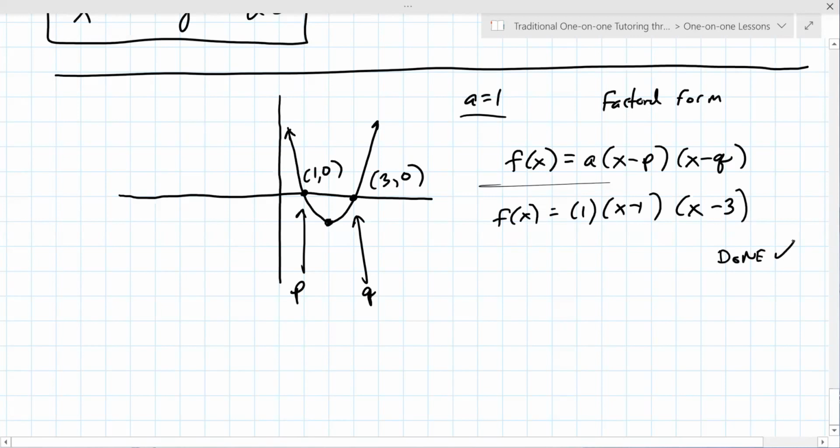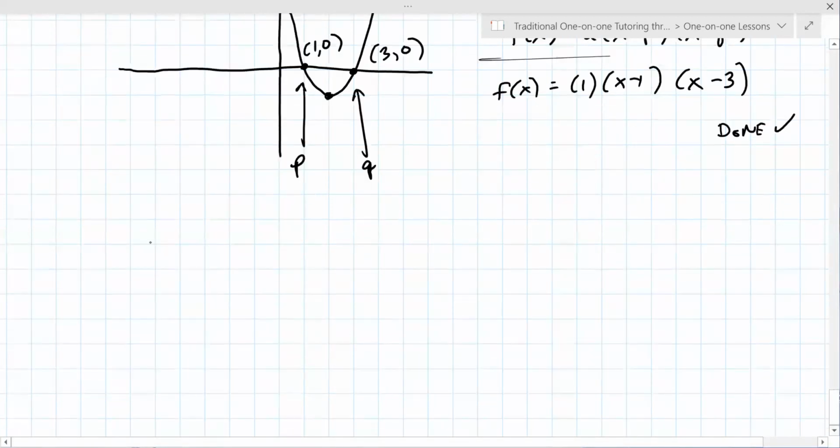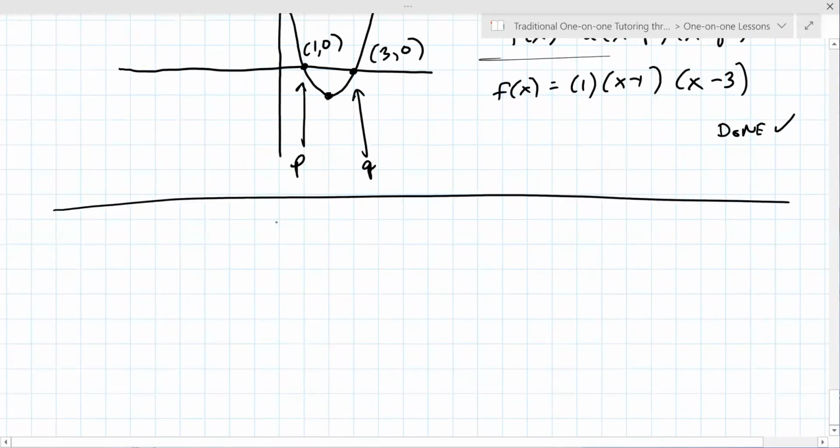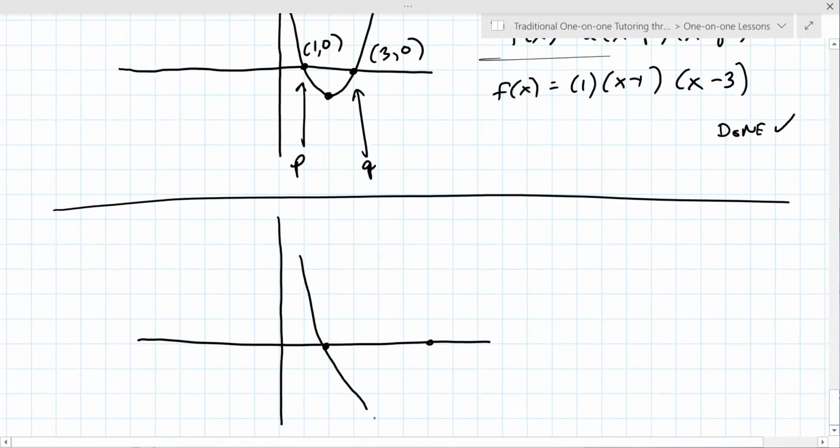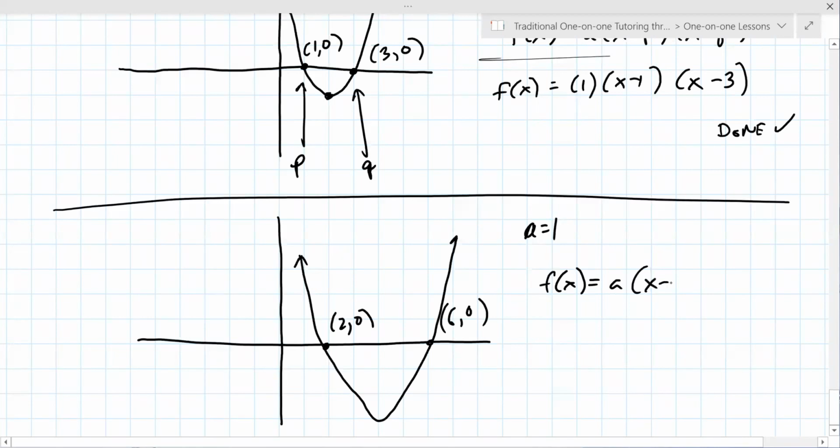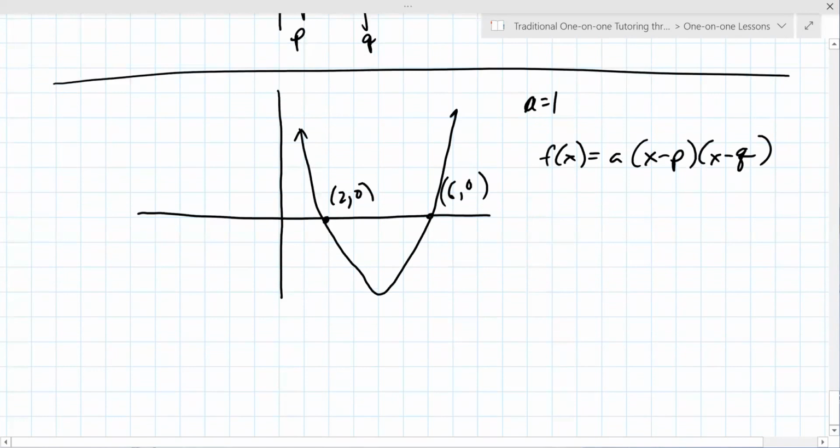Okay. All right, so let's do another one like that. So here, this is 2 comma 0. This is 6 comma 0. A equals 1. F of X equals A, X minus P, X minus Q. Can you try writing this in factored form, please?